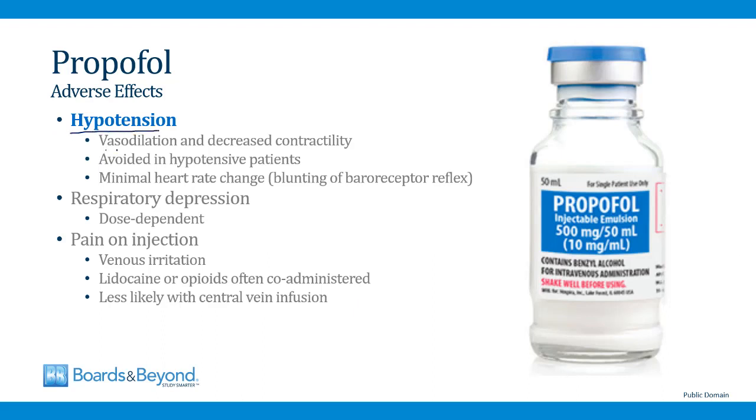Propofol causes both vasodilation and slightly decreased contractility, and this can lead to a fall in blood pressure. So you have to avoid this in hypotensive patients, and that's why propofol is usually not used in unstable patients. It's used in stable outpatients who need to be put to sleep for surgery and other reasons. Usually drugs that cause hypotension will cause a reflex increase in the heart rate, but there's actually only a minimal change in heart rate with propofol, and that's because the drug slightly blunts the baroreceptor reflex.